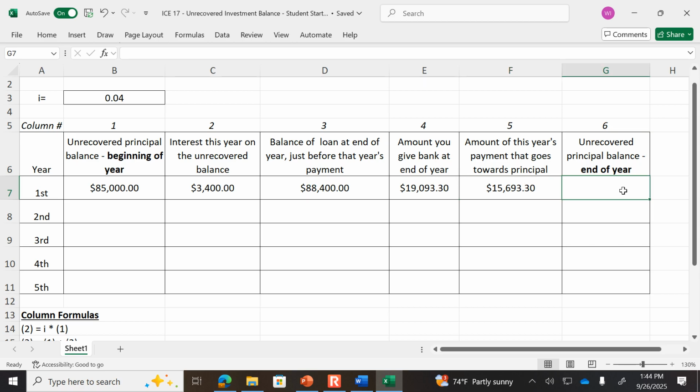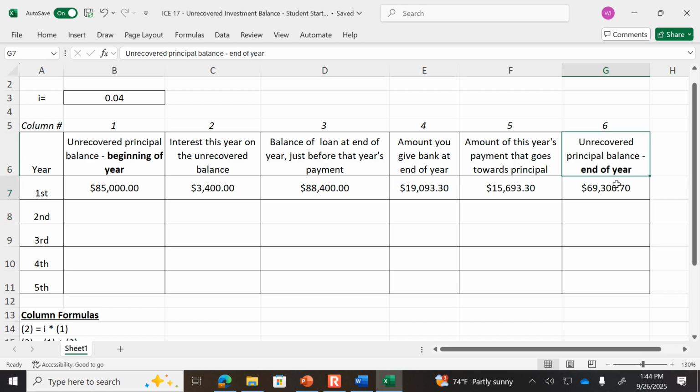And so the unrecovered principal balance at the end of the year was, here's the beginning of year unrecovered principal balance, and then we subtract, did I already do the equals? No. Equals this minus that. So 69,306. If you were thinking in terms of this being your money rather than borrowed money, the approach would still be the same.